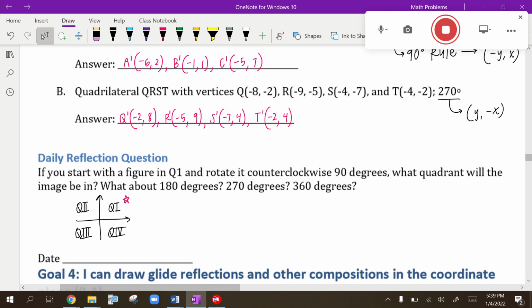Tomorrow we are going to talk about some compositions of reflections, rotations, and translations. We'll start with glide reflections and then talk about other compositions after that. So we're basically going to put together everything we've learned so far and combine it into multiple transformations all in one figure. I'm sure you'll understand those. We've done them a little bit with the transformation golf. You've done multiple transformations in a row. So we'll talk about that more tomorrow.